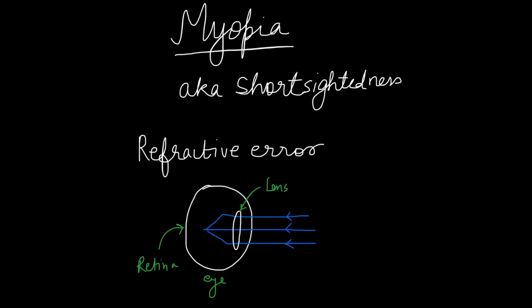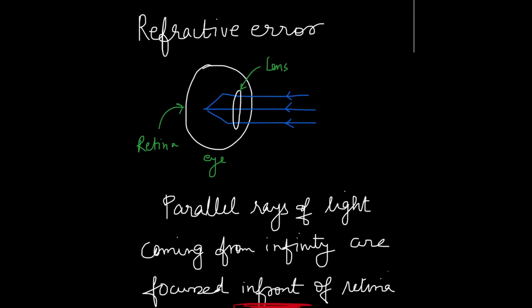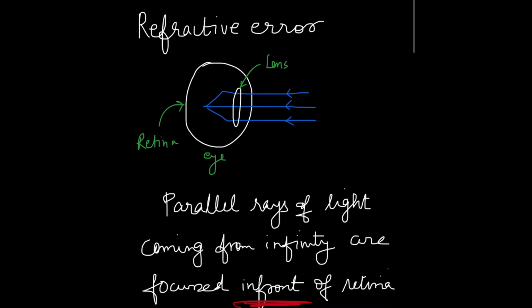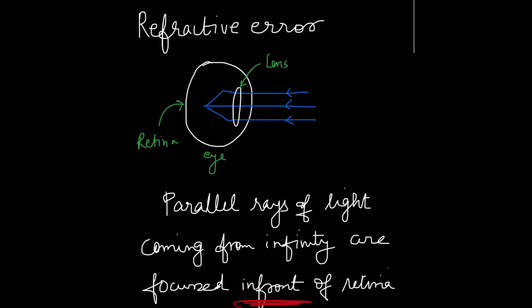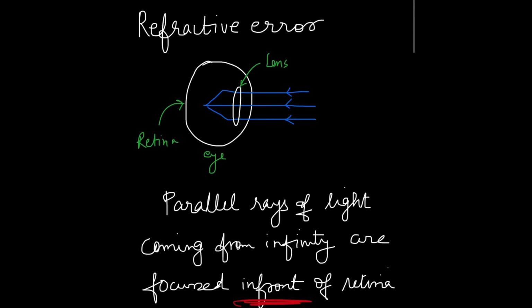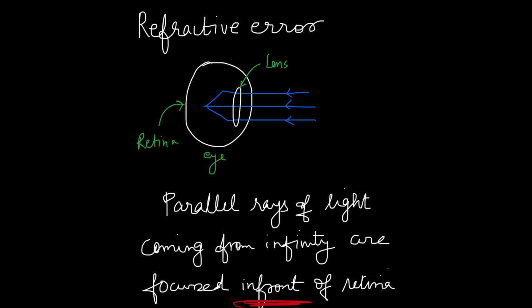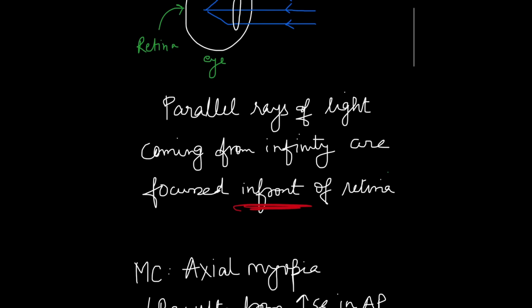Hey guys, so today I will be discussing myopia, which is also known as short-sightedness, in which the patient is unable to see distant objects but can see nearby objects. It is a type of refractive error in which the parallel rays of light coming from infinity are focused in front of the retina. Normally the image should be formed at the retina so that we can see clearly, but in this error it is formed in front of the retina.